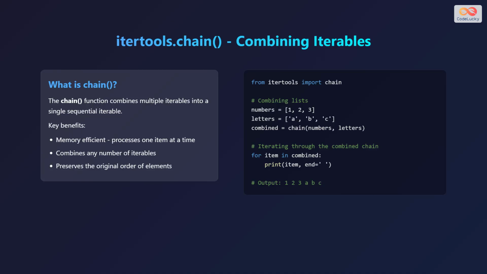Here's an example. We begin by importing chain from the itertools library. Next, we have two lists, numbers and letters. The chain function combines these two lists into a single iterable named combined. Finally, we iterate through the combined chain and print each item. The output will be 1, 2, 3, A, B, C.